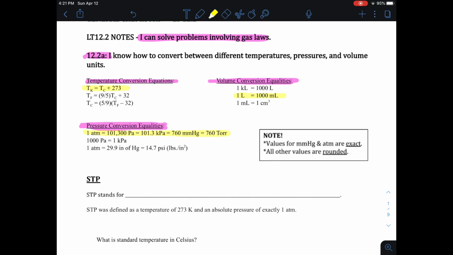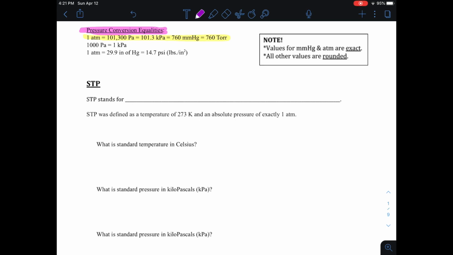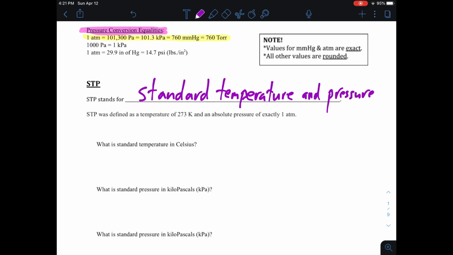Okay, before we practice some pressure conversions, let's finish this conversation off with STP. What does STP stand for? Well, it's standard temperature and pressure. And specifically, at standard temperature and pressure, the standard temperature is 273 Kelvin, and the pressure is 1 atmosphere. This is just one unit of pressure, and at STP, it's 1 atmosphere. Two numbers, values that you should remember.